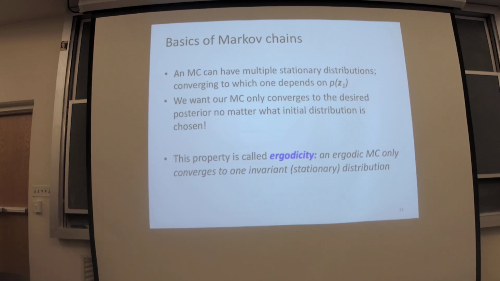So now, another thing we should be concerned about is that a Markov chain can have multiple stationary distributions, meaning that it can converge to different invariant distributions. This is possible, right? It depends on how you choose the initial distribution. Different initial distributions might lead to different stationary distributions, right?